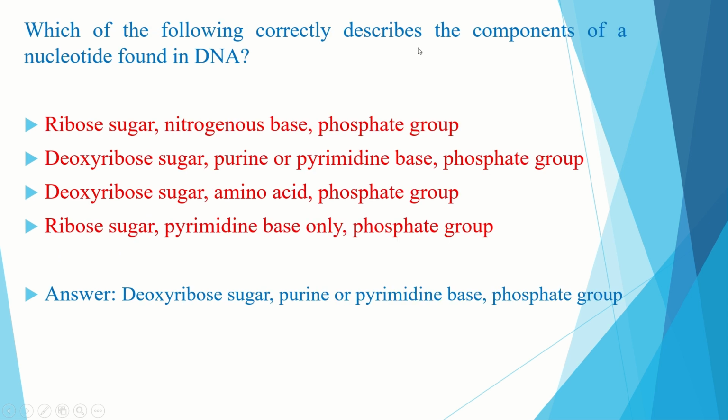Which of the following correctly describes the components of a nucleotide found in DNA? Ribose sugar, nitrogenous base, phosphate group. Deoxyribose sugar, purine or pyrimidine base, phosphate group. Deoxyribose sugar, amino acid and phosphate group. Ribose sugar, pyrimidine base only and phosphate group. The correct answer is deoxyribose sugar, purine or pyrimidine base and phosphate group.